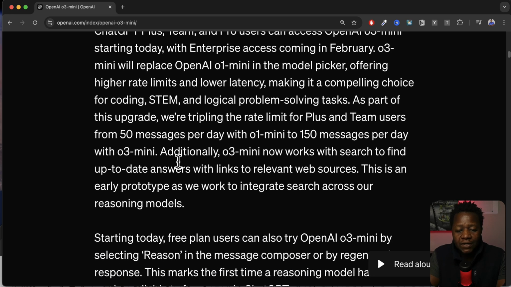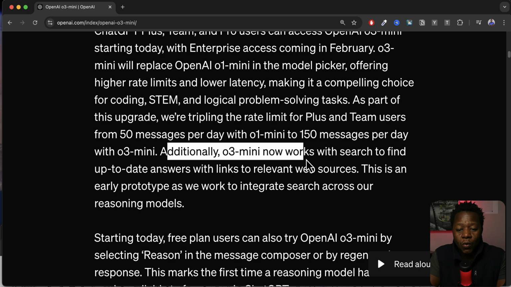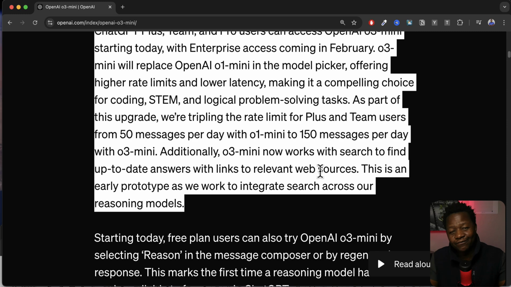It also says here, additionally, O3 mini now works with search to find up-to-date answers with links to relevant web sources. That's exactly what R1 did as well. So I want you to stay around because there's something else I need to tell you about in terms of how to think about this whole thing.